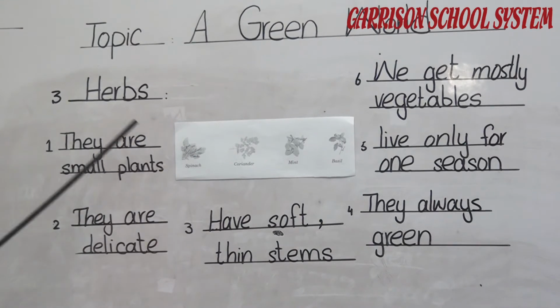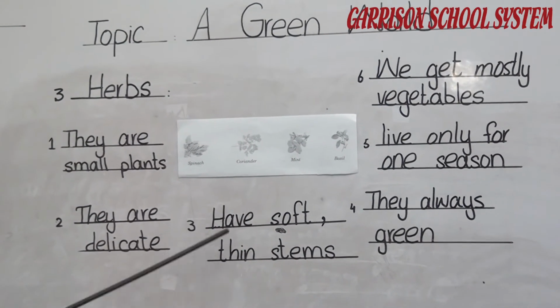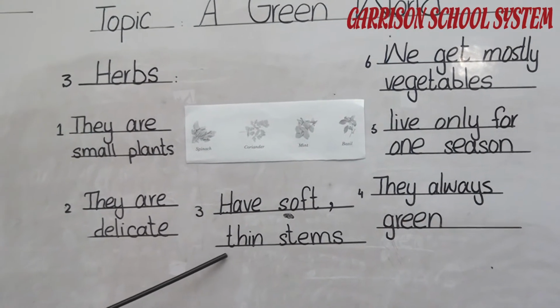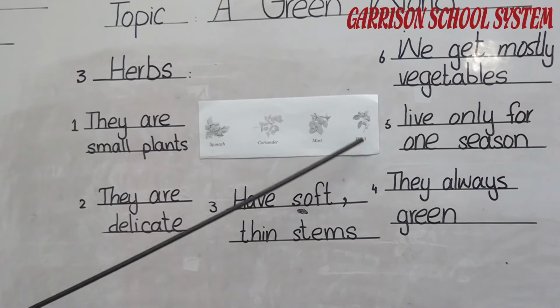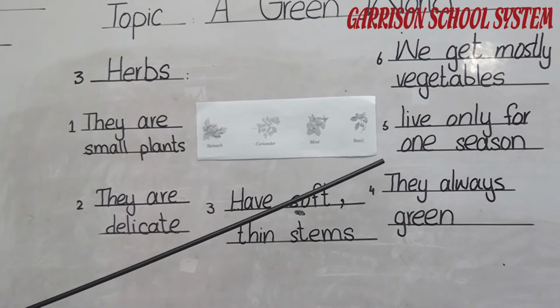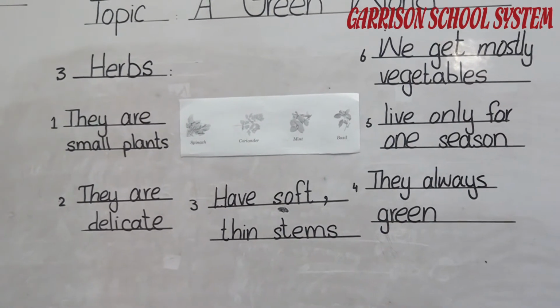Again, look. Herbs are small plants. They are delicate. They have soft and thin stems. They are very weak. They always remain green. Herbs can live only for one season. And we get mostly vegetables from the herbs.